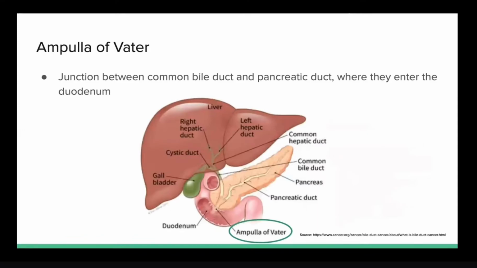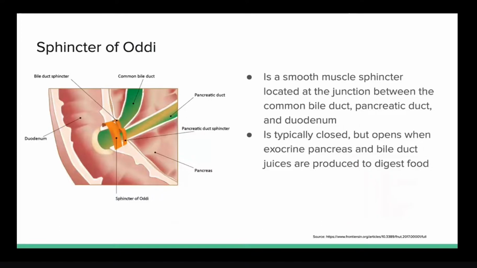The ampulla of Vater is a junction between the common bile duct and the pancreatic duct, where they enter the duodenum. And the sphincter of Oddi is a smooth muscle sphincter located at the junction of the common bile duct and the pancreatic duct and the duodenum. It's typically closed, but it opens when the exocrine pancreas and the bile duct juices are produced to digest food.